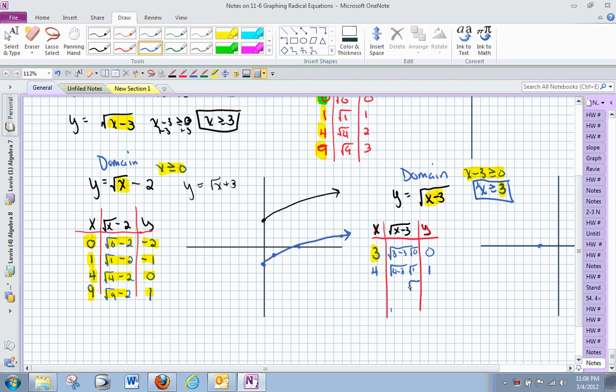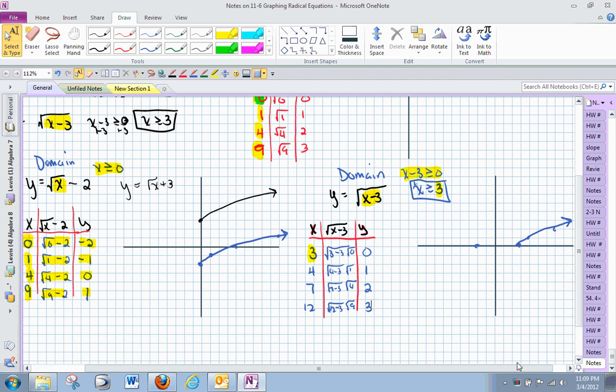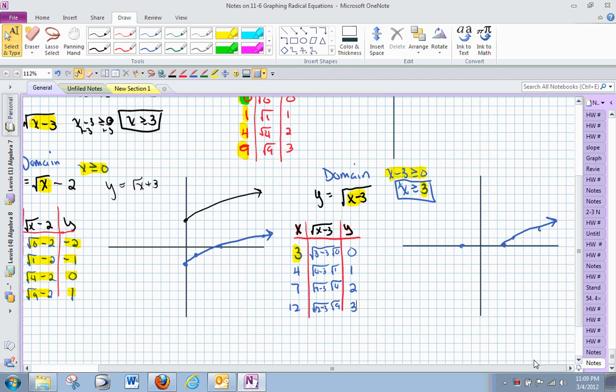But now I want the square root of 4. So in order to do that, I need to put a 7 in, because 7 minus 3 is 4, and the square root of 4 is 2. The next number I can take the square root of is 9. But I have to put a 12 in for x, because 12 minus 3 would be 9. The square root of 9 is 3. When I graph that, I have (3, 0), (4, 1), (7, 2), etc. So the graph is shifted to the right by 3. It starts at x equals 3.